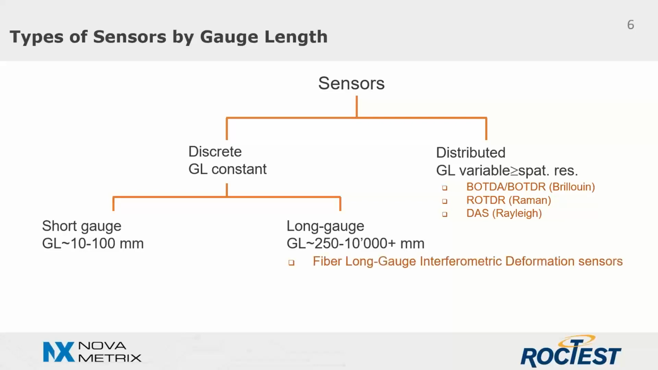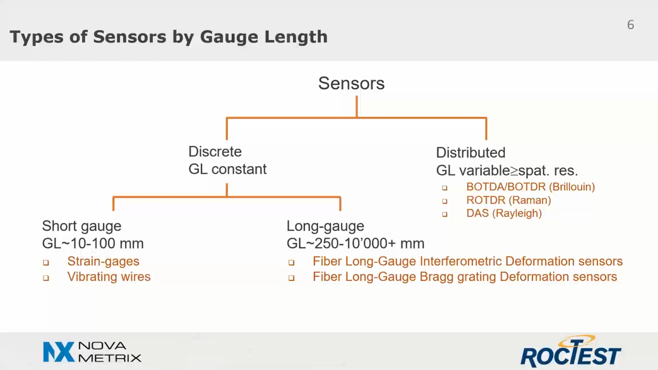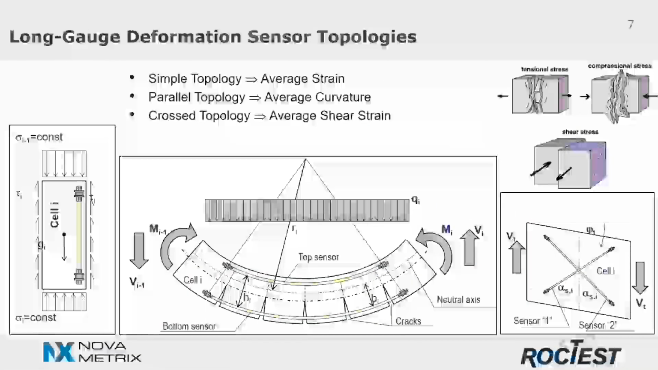Long gauge deformation sensors are all fiber optics, based on the interferometric principle or Bragg gratings, while short gauge sensors are typically electrical strain gauges, vibrating wires, and also fiber optic Bragg gratings and Fabry-Perot cavity sensors.